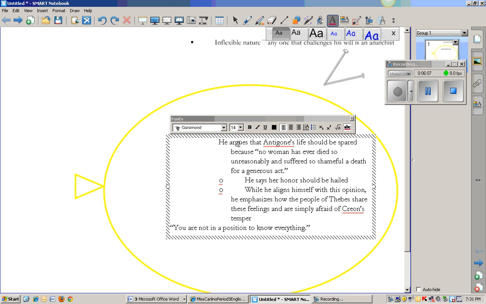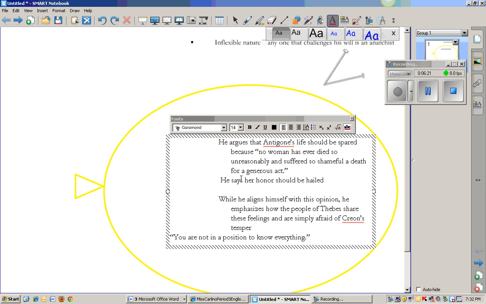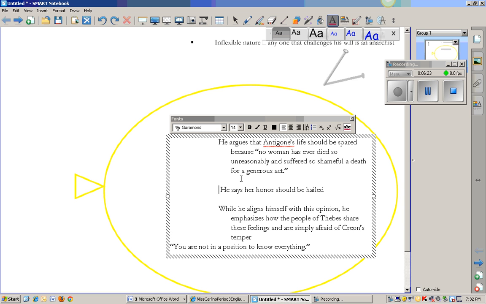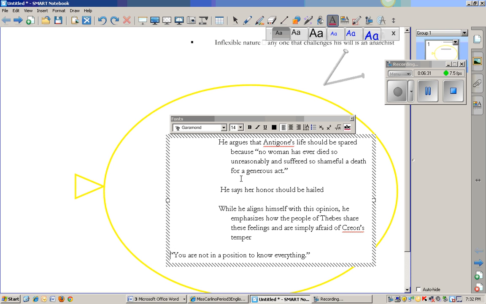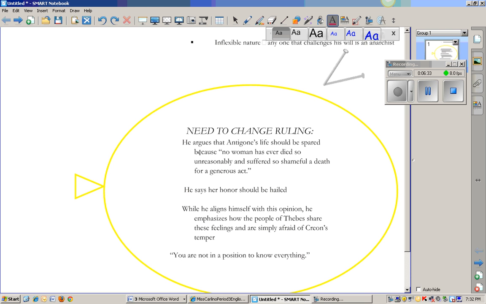Hymen argues that Antigone's life should be spared because no woman has ever died so unreasonably and suffered so shameful a death for a generous act. That's a quote from him. He says that her honor should not be punished, but it should be hailed, her being Antigone. And while he lines himself with this opinion, he emphasizes how the people of Thebes share these feelings and are simply afraid of Creon's temper. He says, "You are not in a position to know everything." That's the inside of our balloon.